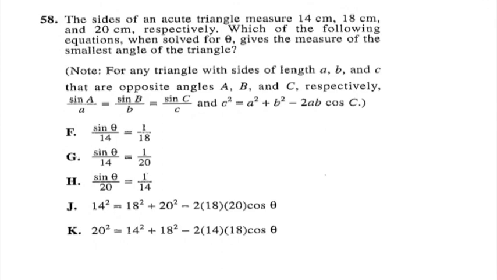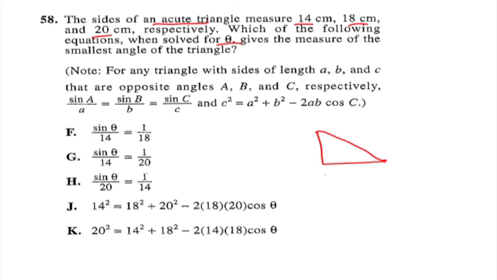Okay, the last one we're going to do is a little bit more complicated, but you'll see what we're doing on this one. It says the sides of an acute triangle. That means all the angles are less than 90 degrees. Measure 14, 18, and 20. So you'd be picturing something like 14, 18, and 20, except not as a right triangle. All right, it says, which of the following equations, when solved for theta, gives the measure of the smallest angle?